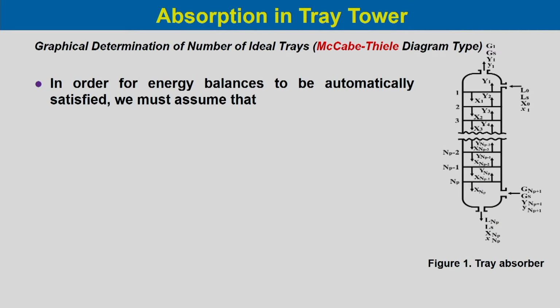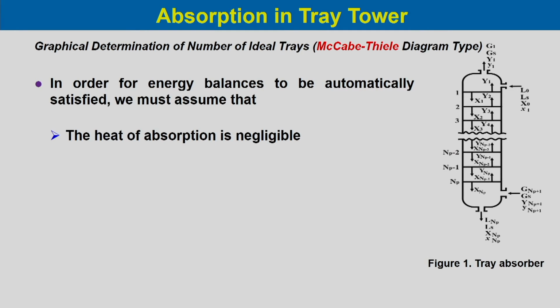Now, in order for the energy balance to be automatically satisfied, we must assume that the heat of absorption is negligible. So, very negligible heat of absorption. If there are reactions between the solvent and the solute, because of the solubility of a certain component based on the affinity of the solvent, it generates a huge amount of heat. Then we cannot use this type of method. Only in cases where the heat of absorption is negligible will the energy balance be automatically satisfied, and the operation should be isothermal in nature.